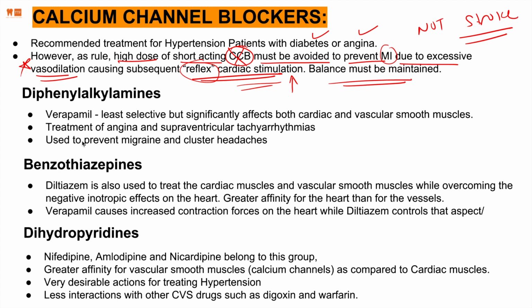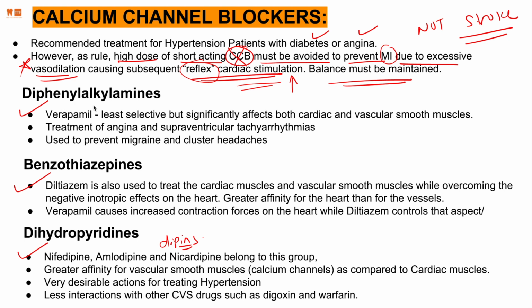Okay. Now there are three types. This is diphenylalkylamines, which is verapamil. There's dihydropyridines, which is nifedipine, amlodipine, nicardipine, all the dipines. And there's benzothiazepines, which is diltiazem. What's the difference?